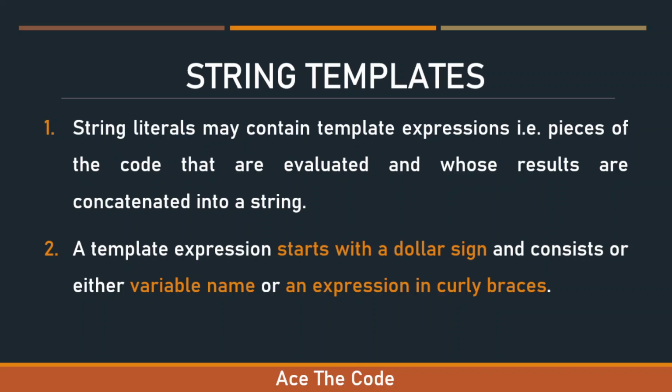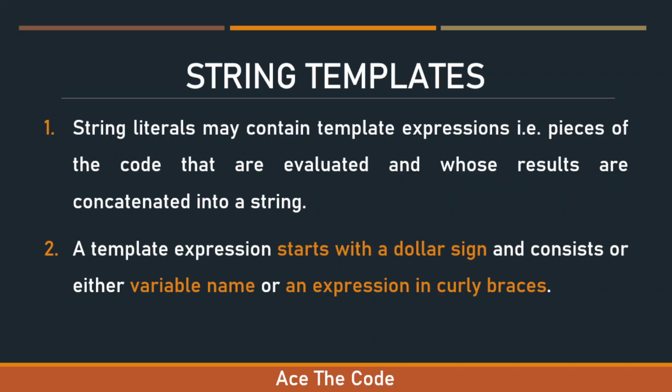There is one more important concept, that is string templates. In Java, we were using the plus symbol for string concatenation and then embedding some variables inside the string, but that's not the case with Kotlin string templates. String templates may contain template expressions, that is pieces of code that are evaluated and whose results are concatenated into a string. A template expression starts with a dollar sign and consists of either a variable name or an expression in curly braces. With this, let's try to understand all these points practically.